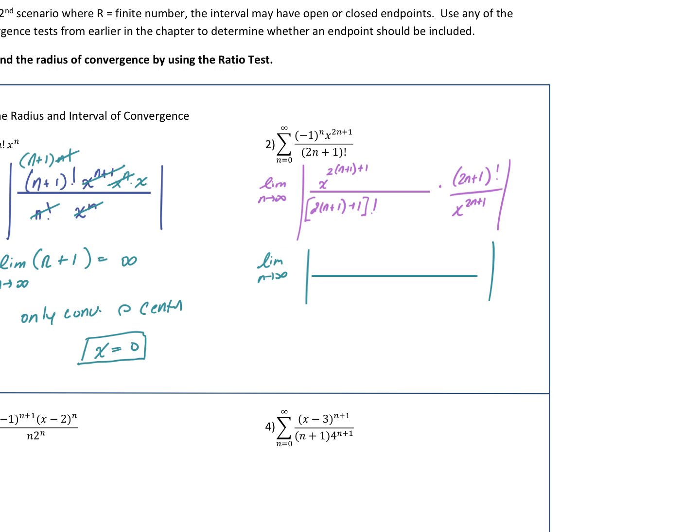So the next one, just for time purposes, I went ahead and applied the ratio test, plugged in my values. Let's see what happens here. We need to start canceling. So we're going to get x to the 2n. This becomes x to the 2n, x to the third. But then it becomes x squared. So I end up with x squared. This becomes 2n plus 3, 2n plus 2, 2n plus 1 factorial.